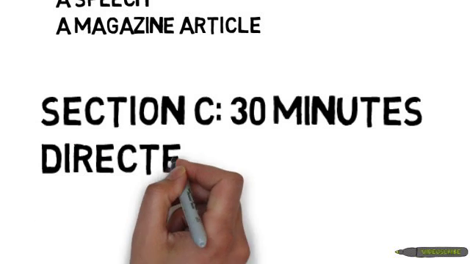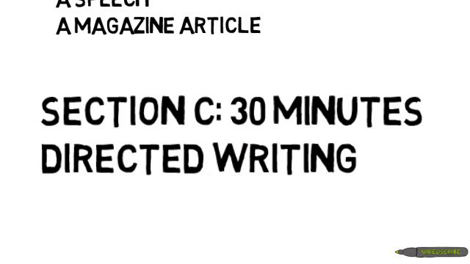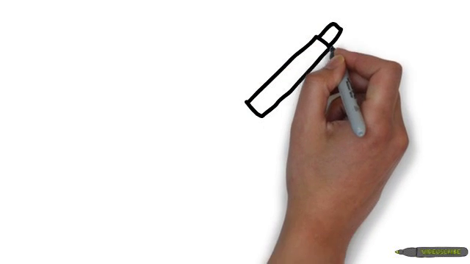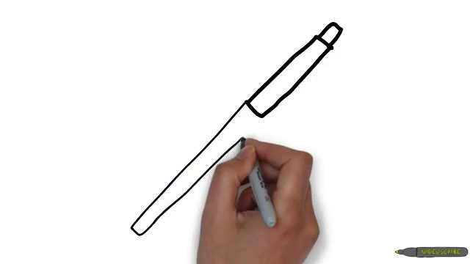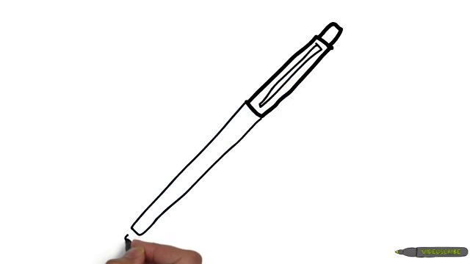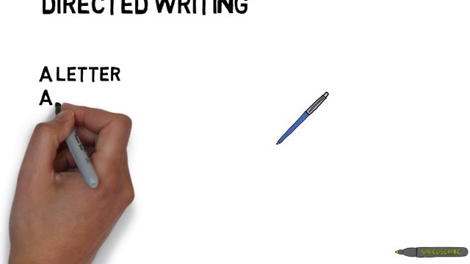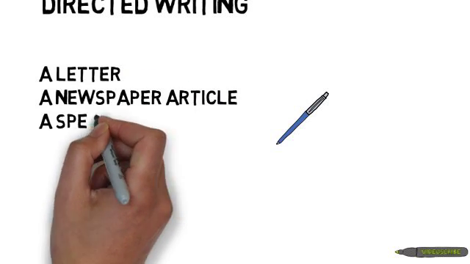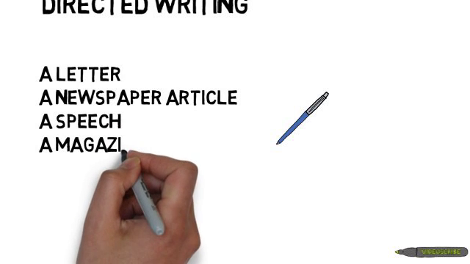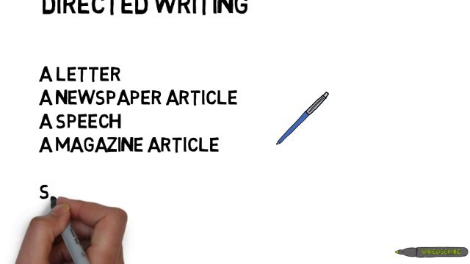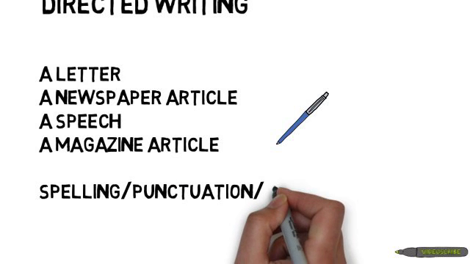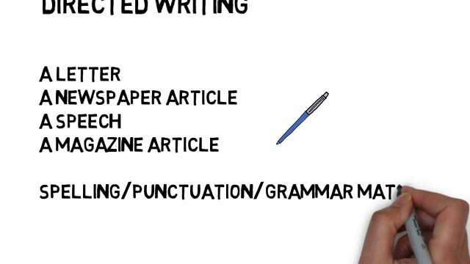And finally, section C is directed writing. This is a traditional writing exercise. It does not link in with sections A or B. You simply have to write on a topic that you are given. The theme is argue and persuade. We have decided to stick with the same 4 formats from section B. So again, you may be asked to write a letter, newspaper article, speech or magazine article. Spelling, punctuation and grammar all count.